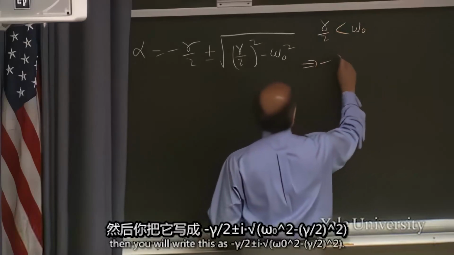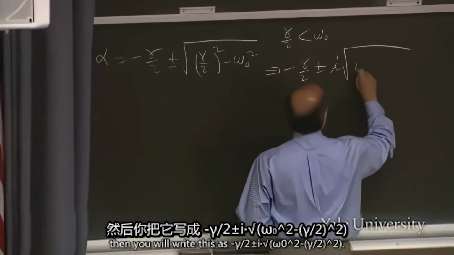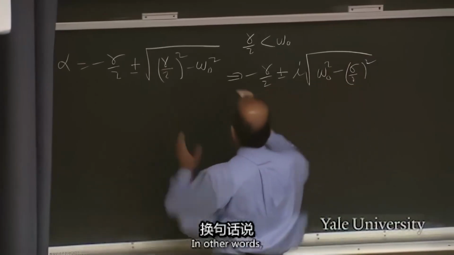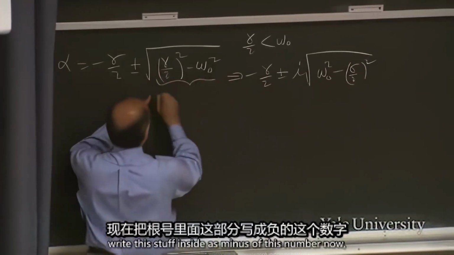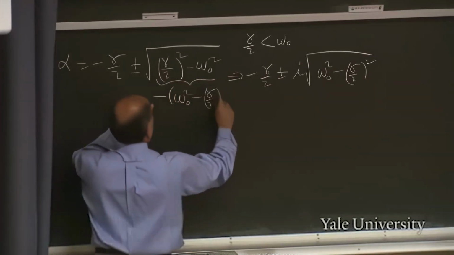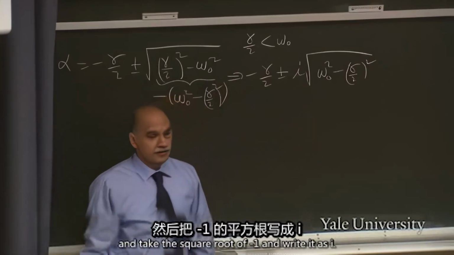Then you will write this as minus gamma over 2 plus or minus i times the square root of omega naught squared minus (gamma over 2) squared. In other words, write the stuff inside as minus of this number now, and take the square root of minus 1 and write it as i.